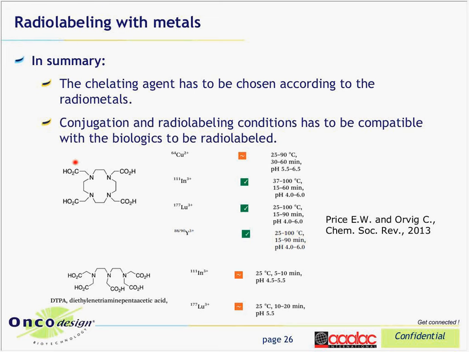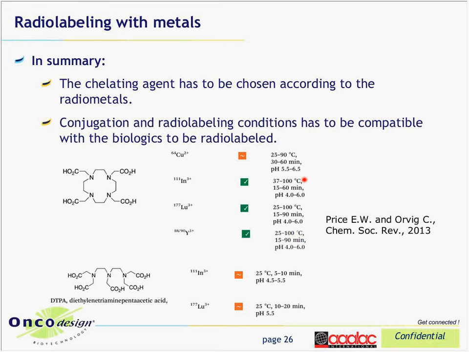and you have here the structure of DOTA. DOTA is the most appropriate chelating agent for yttrium-90 or lutetium-177, for example, but the radiolabeling procedure is run in acidic conditions, and in most cases, always, you have to heat the reaction mixture to have yttrium or lutetium chelated by DOTA.